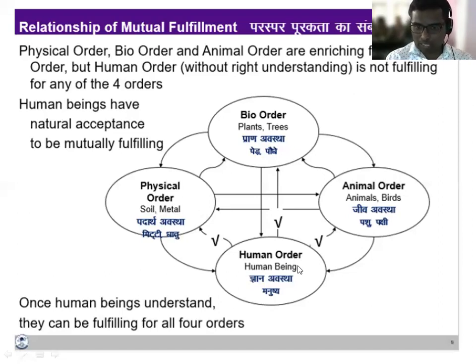पूर्तता होते. म्हणजे आता तुमच्या हे लक्षात आलं असेल की आउट ऑफ these 4 orders means physical order, bio order and animal order are self regulated. याच्यासाठी कोणती वेगळी सिस्टीम आपल्याला यूज करावी लागते का ऍज अ ह्युमन बीइंग? नो, इट इज ऑलरेडी प्रेझेंट.